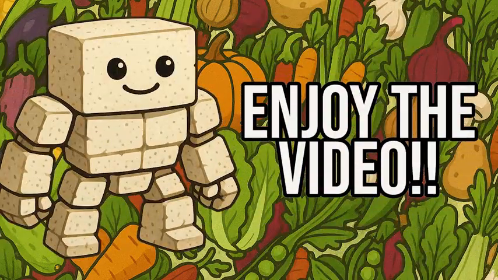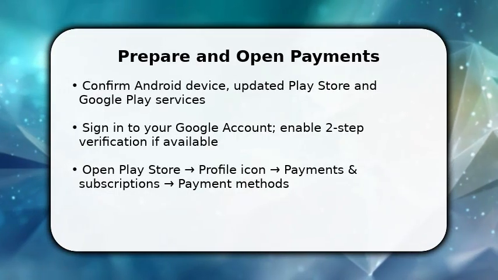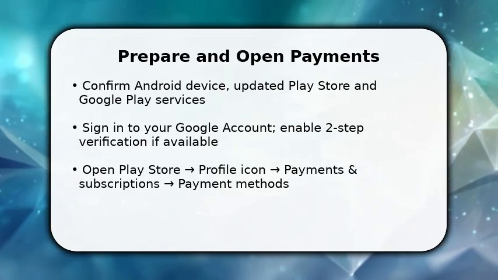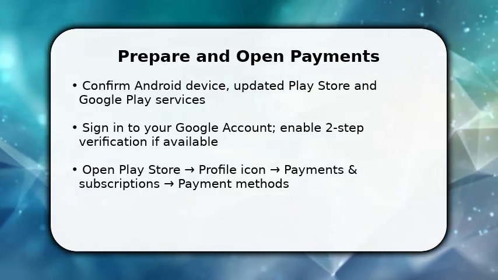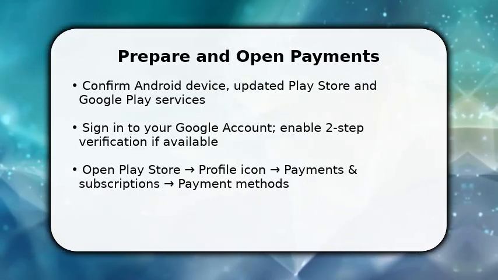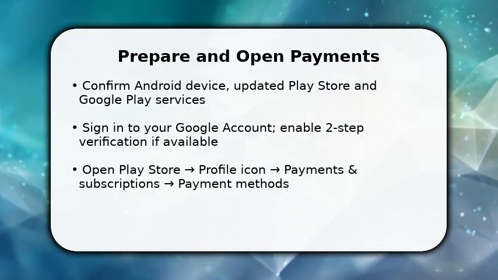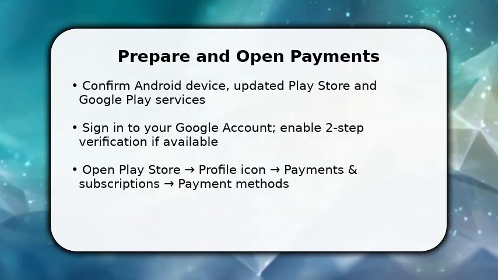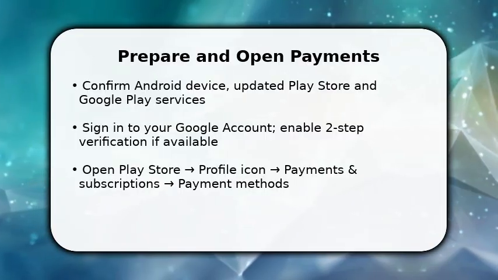Please enjoy the video. You start by confirming essentials. Your Android device is updated, Play Store and Google Play services are current, and you're signed into the Google account you'll use. Once done, open the Play Store and tap your profile icon. Then go to Payments and Subscriptions and choose Payment Methods.